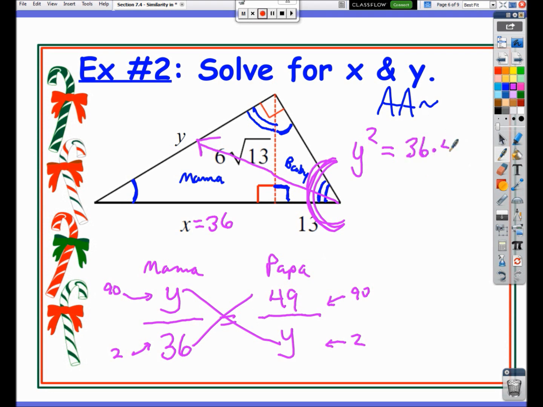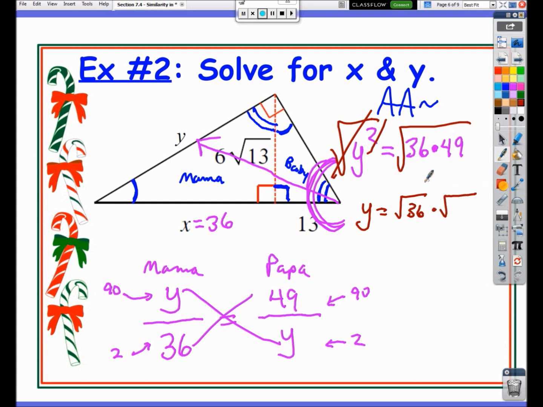I'm just going to write 36 times 49 for right now. And you're going to go, that's kind of weird. Why would you do that? Because my next step, I have to square root both sides. And the main reason why I didn't want to multiply those is because 36 and 49 are perfect squares. So we're allowed to do this. The square root of whatever 36 times 49 is the same as the individual square roots of those numbers multiplied together. And that's 6, and this is 7. And 6 times 7 is 42 for y.